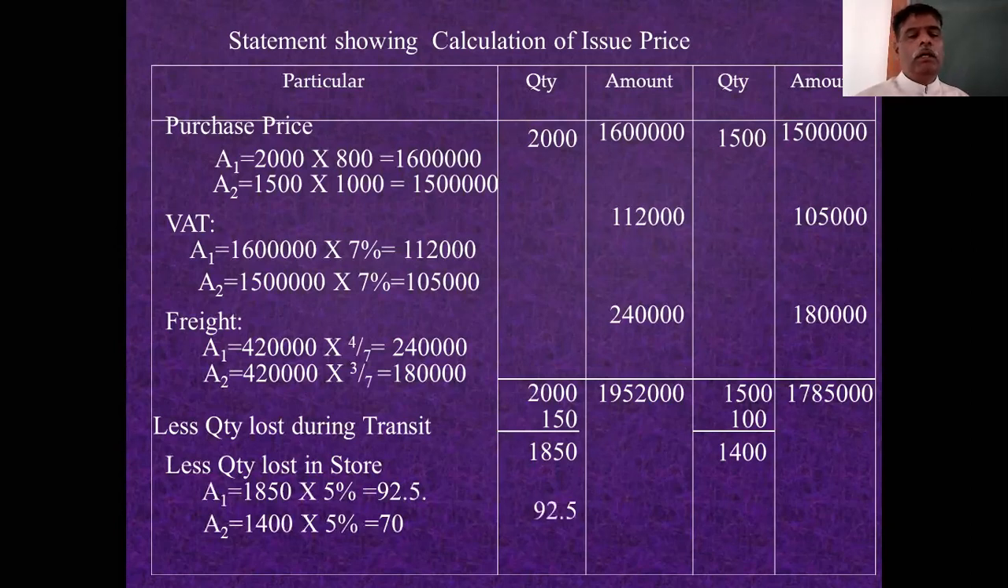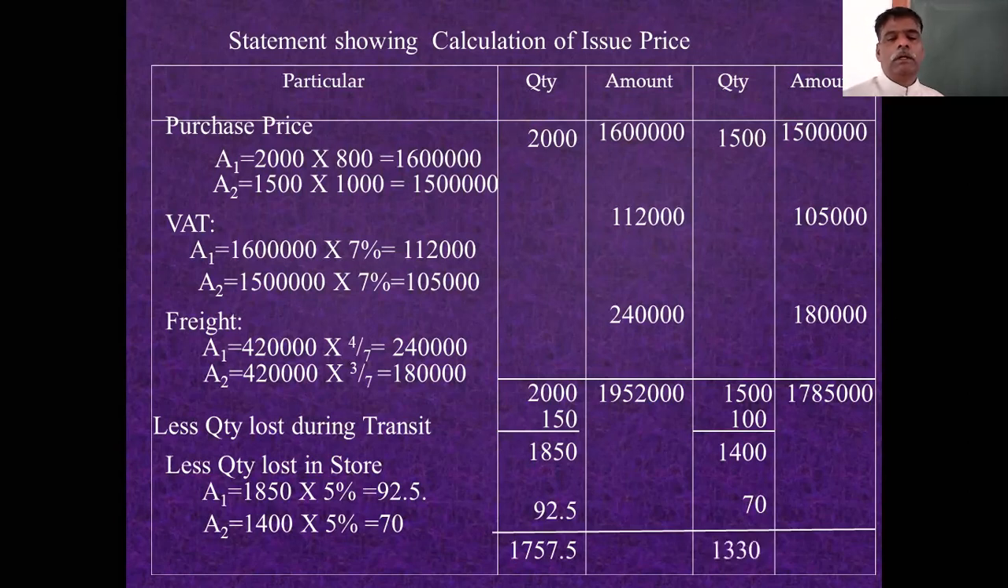Then you take in the quantity column. So you deduct in the quantity and insert in the total. Quantity balance first is 1757.5, first is 1757.5 and second is 1330. Okay, 1330 is the quantity. Then amount, there is no change. There is no change in the amount.